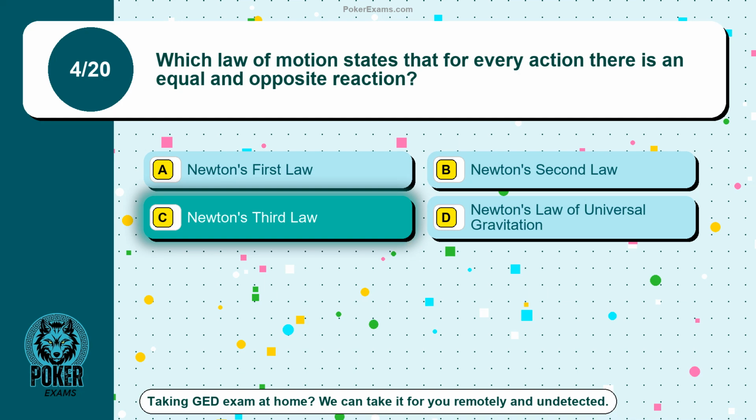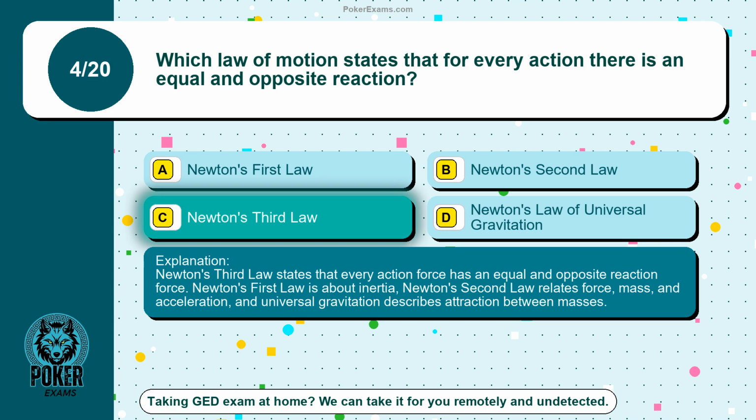The correct answer is option C, Newton's third law. Newton's third law states that every action force has an equal and opposite reaction force. Newton's first law is about inertia, Newton's second law relates force, mass, and acceleration, and universal gravitation describes attraction between masses.